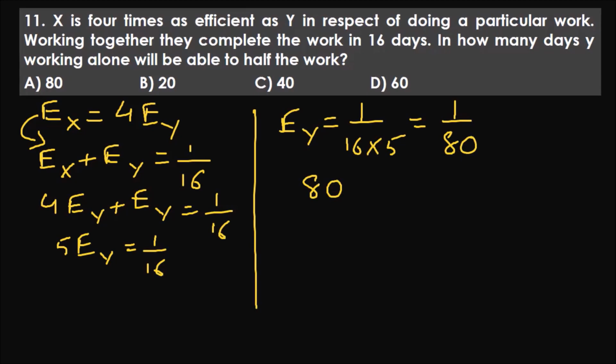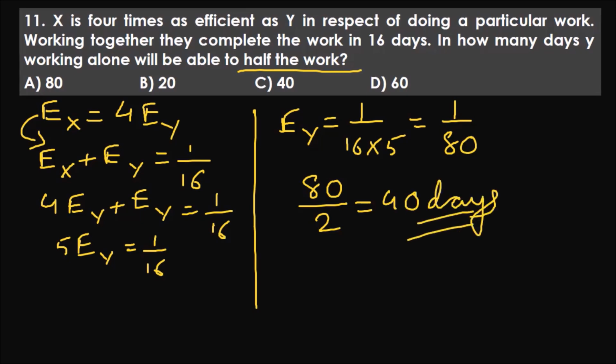But is that the question? No. They have mentioned half the work. That is very important. So what is the answer? Answer is 80 by 2, that is equal to 40 days. You need to be extremely careful with such questions. Always make sure you read the last part of the question in order to figure out what actually has been asked. A lot of times they give you a bunch of information and in the end, they give a slight twist over there. So be careful.